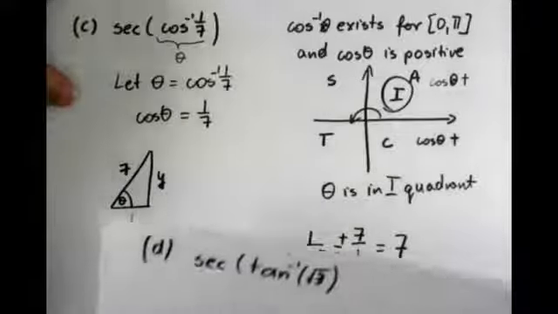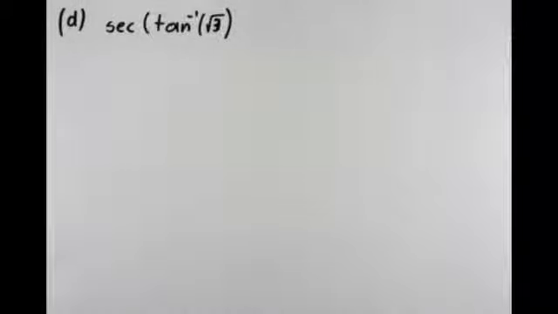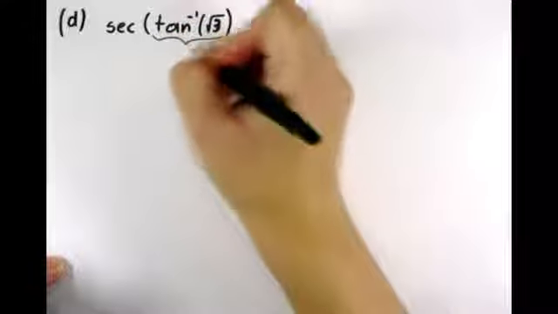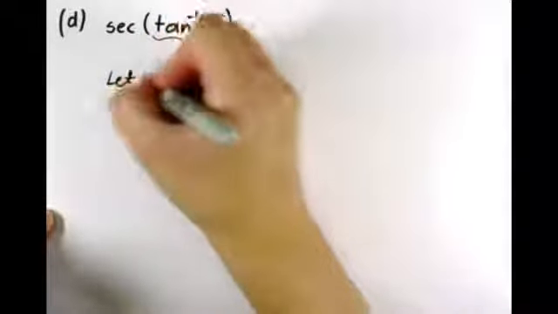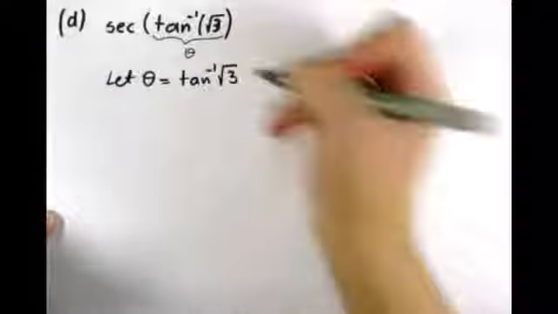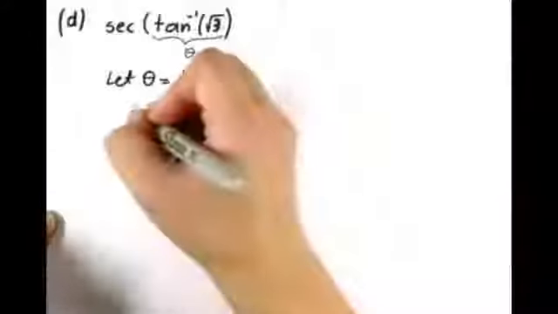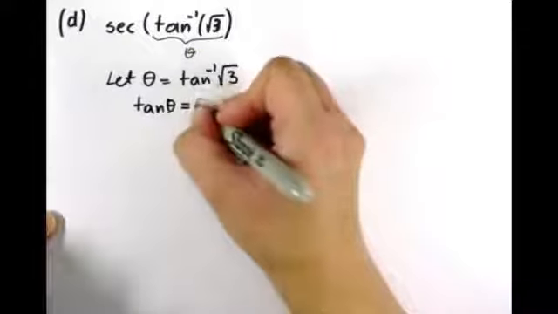One more example. The secant of tangent inverse of root 3. As before, we set up that the function inside is my theta. So let theta is equal to tangent inverse of square root of 3. Take the tangent of both sides. So tangent theta is equal to square root of 3.